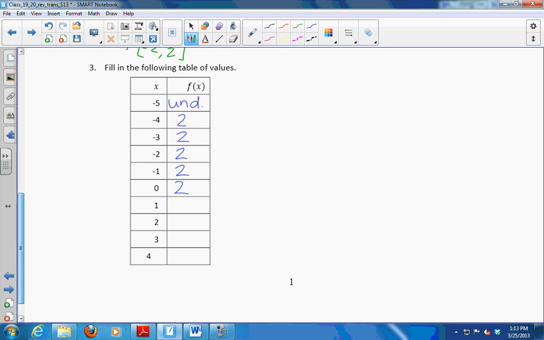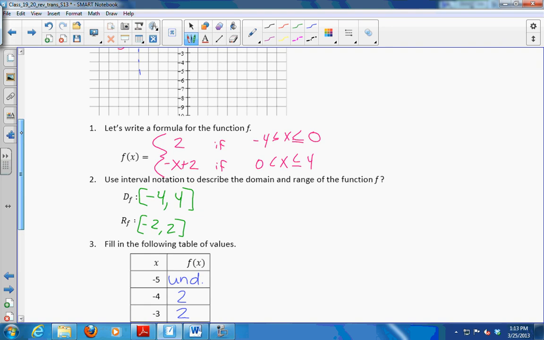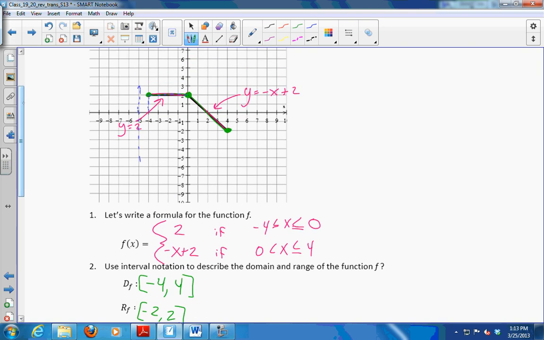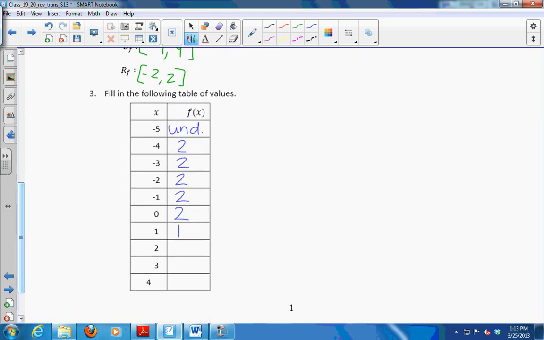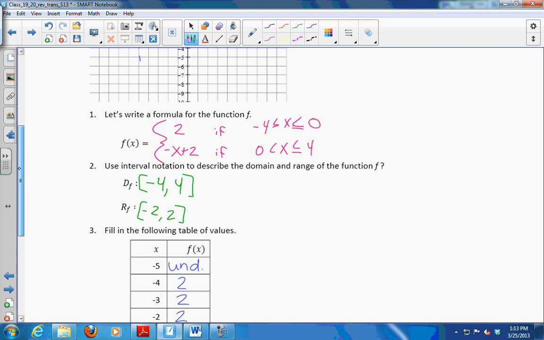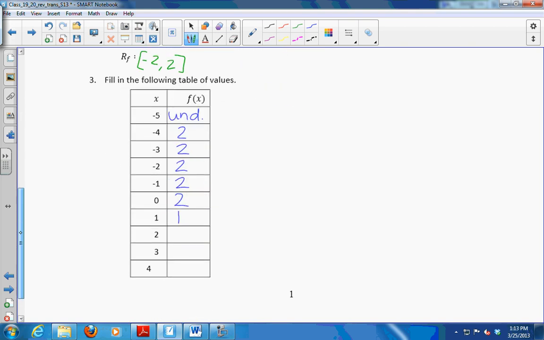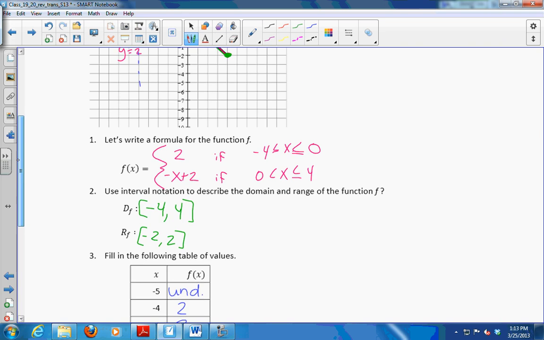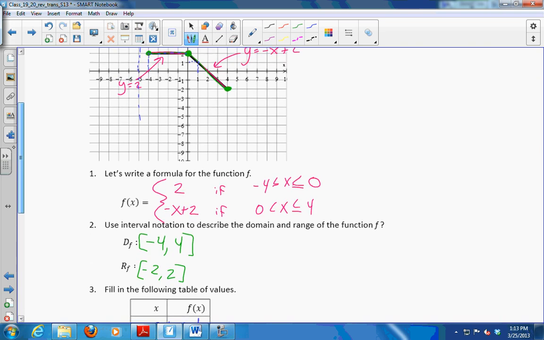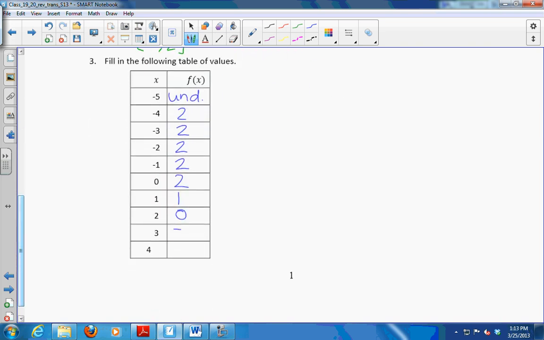And then when x is 1, go to my graph. When x is 1, find x equals 1, go up to the graph and read off the y value, which is 1. Okay. And then when x is 2, what's the y value of this function? 0. When x is 3, what's the y value? -1 and -2 when x is 4.